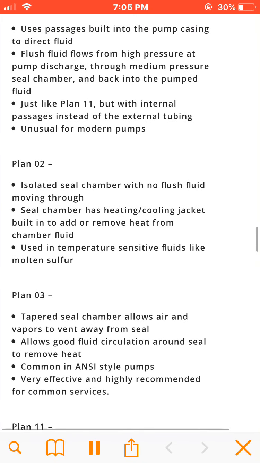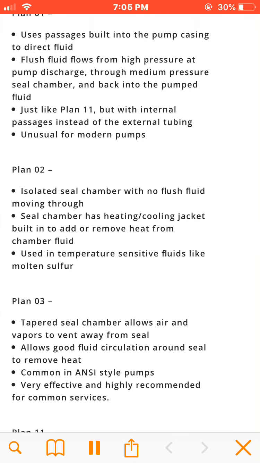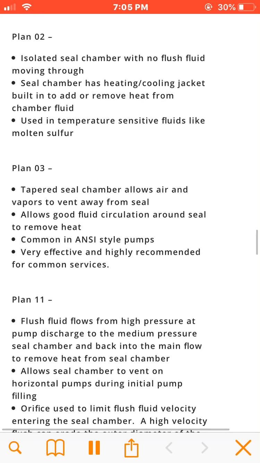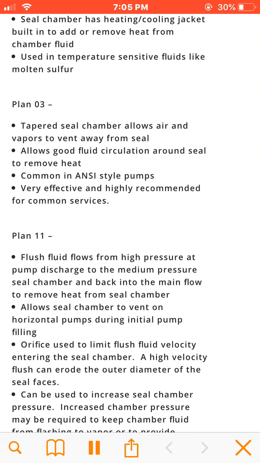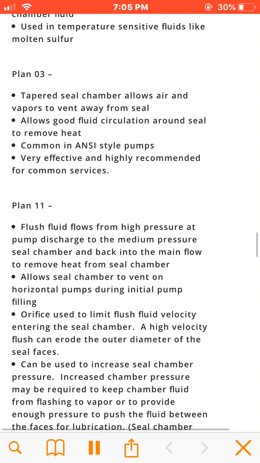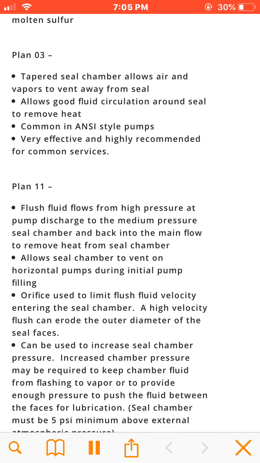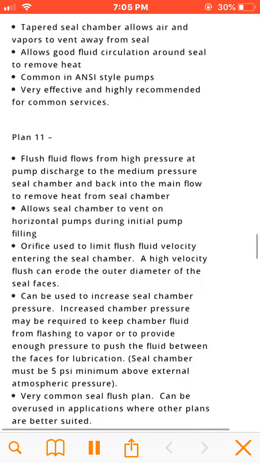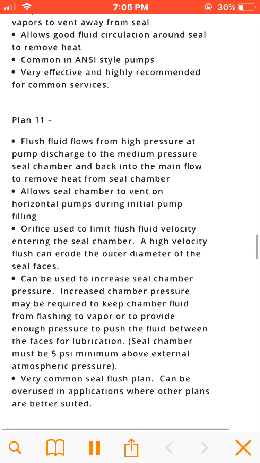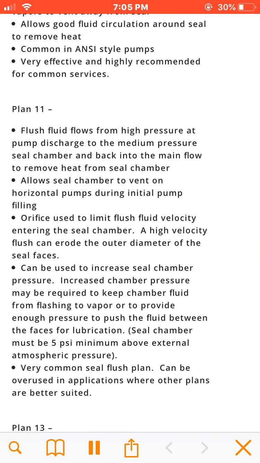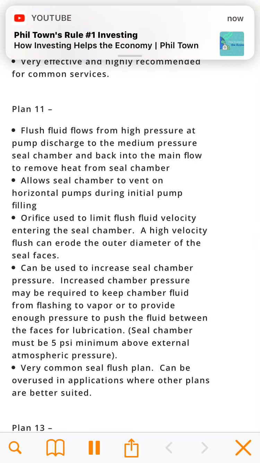Plan 03, tapered seal chamber, allows air and vapors to vent away from the seal, allows good fluid circulation around the seal to remove heat. Common in ANSI-style pumps, very effective and highly recommended for common services. Plan 11, flush fluid flows from high pressure at pump discharge to the medium pressure seal chamber and back into the main flow to remove heat from the seal chamber, allows the seal chamber to vent on horizontal pumps during initial pump filling. Orifice used to limit flush fluid velocity entering the seal chamber.